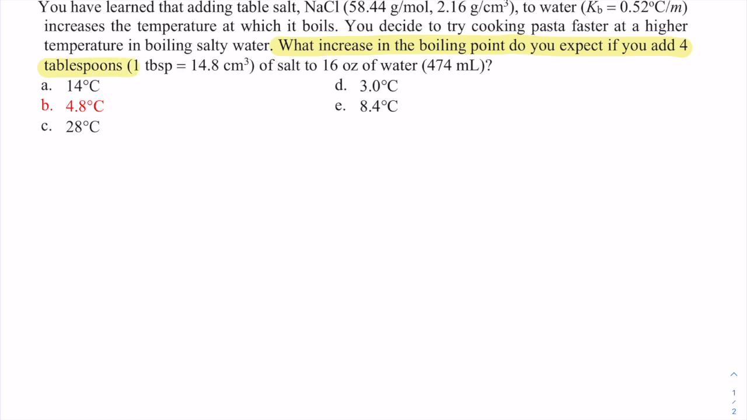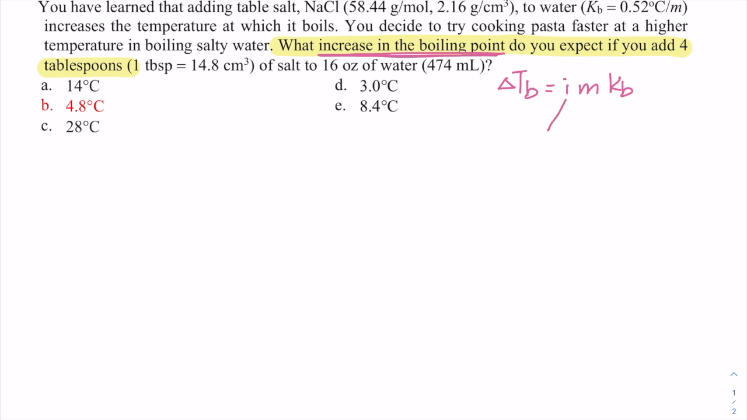Let's pause a second and think about what that means. Increase in boiling point is actually asking for the change in boiling point, delta TB. So what's the equation for that? It equals i times lowercase m, molality, times KB. This is the equation we need to use to do the calculation.